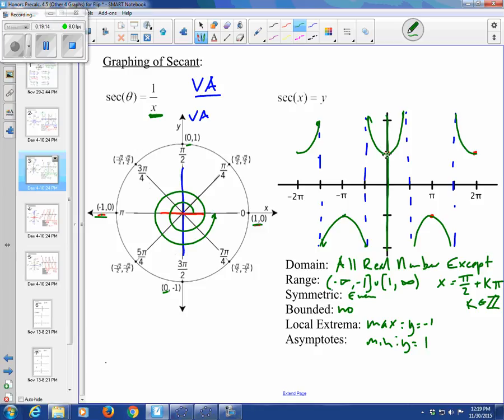And right here, as far as the asymptotes go, those are the holes in the domain. So we're going to say that we have vertical asymptotes at pi over 2 plus k pi. And that is the analysis of secant. This is the end of this video. We are going to go ahead and graph the tan and cotan functions in the next video.